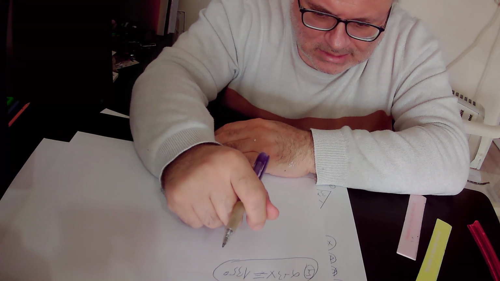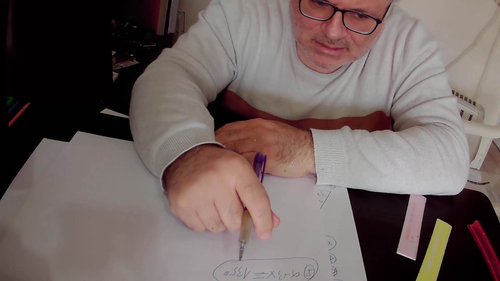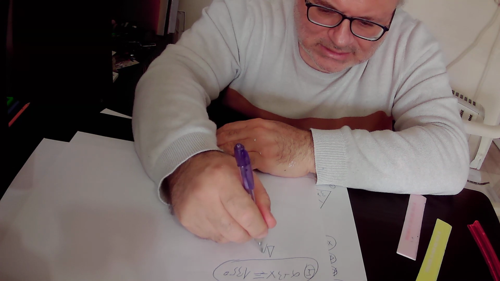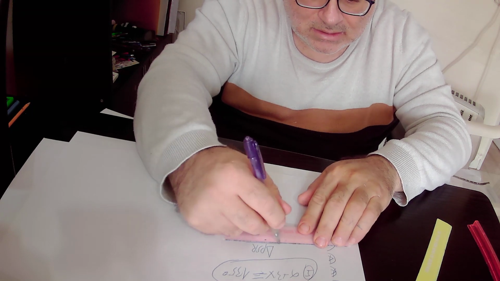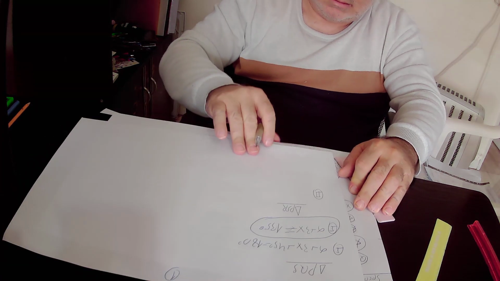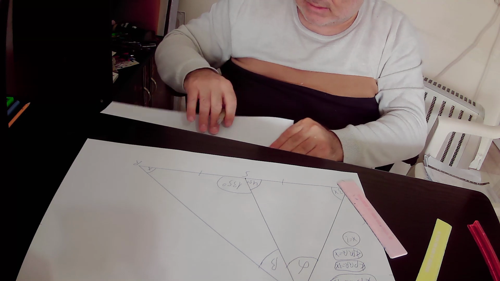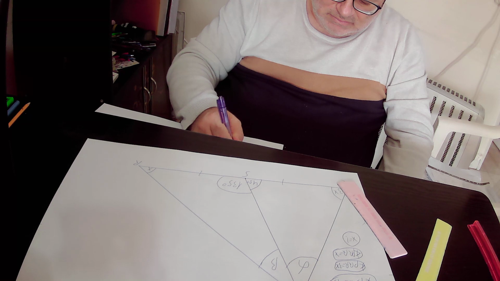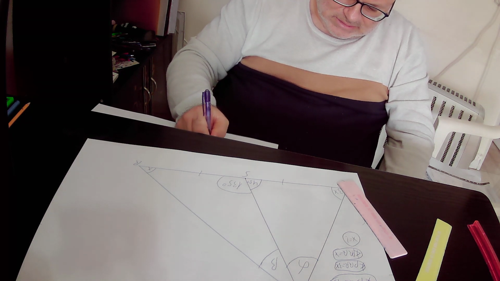And likewise, the sum of the angles in triangle PSR must be equal to 180 degrees. That is to say, beta plus x plus 135 degrees must be equal to 180 degrees.